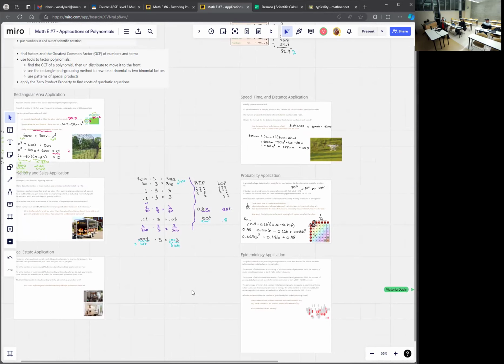Does it make more sense when you're seeing these polynomials on the page now, where they might come from? How about Brenda, Victoria, Kayla? Yeah.